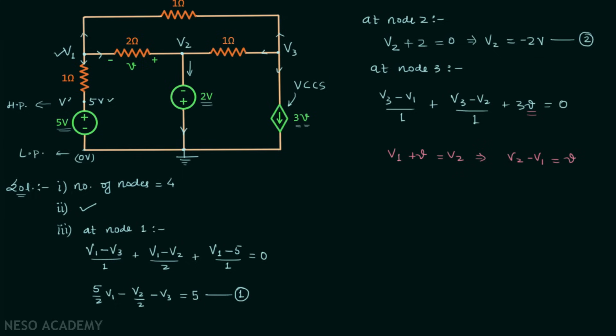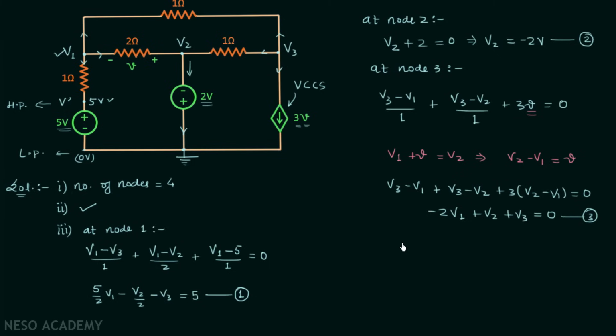So let us modify the equation we are having. We will have V3 minus V1 plus V3 minus V2 plus 3 times (V2 minus V1) equal to 0. When you simplify this, you will have minus 2 times V1 plus V2 plus V3 equal to 0. Let us call this equation number 3.